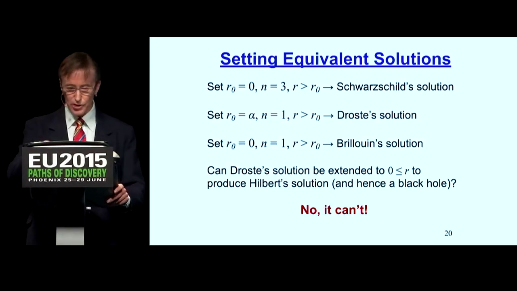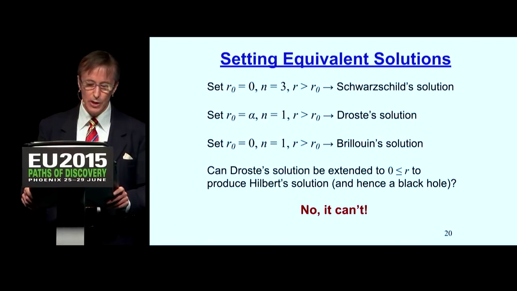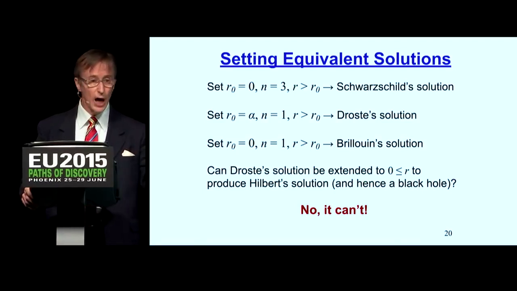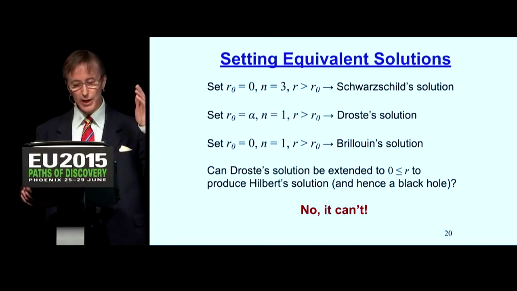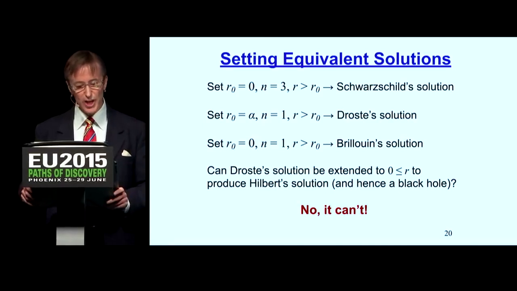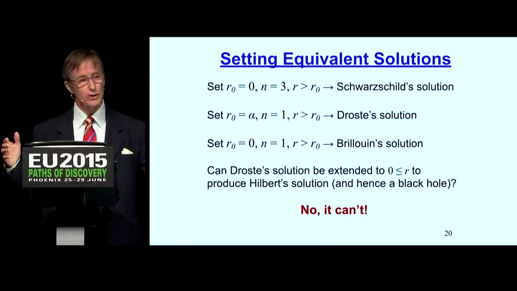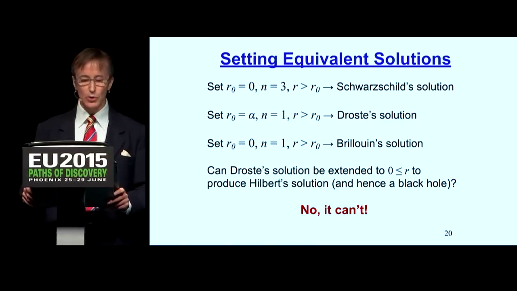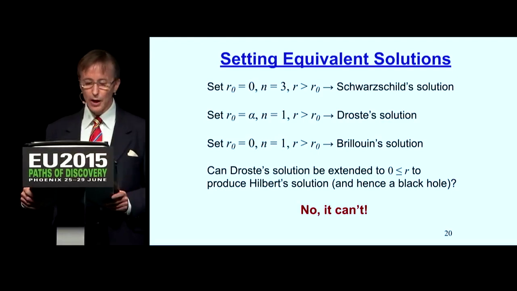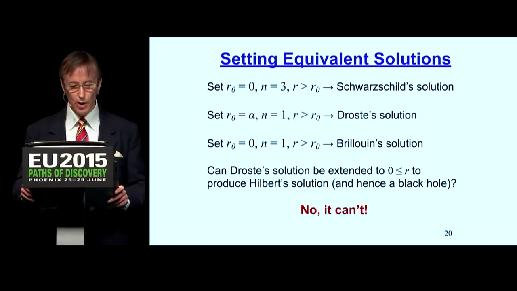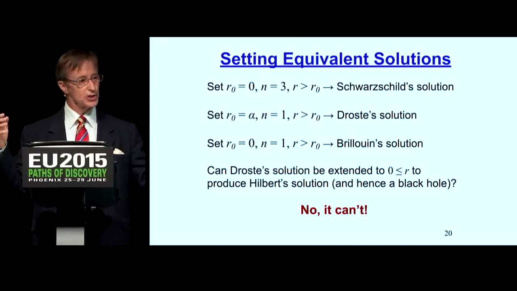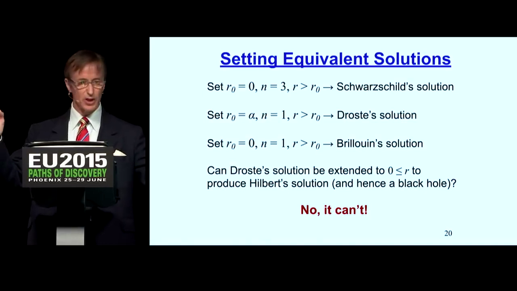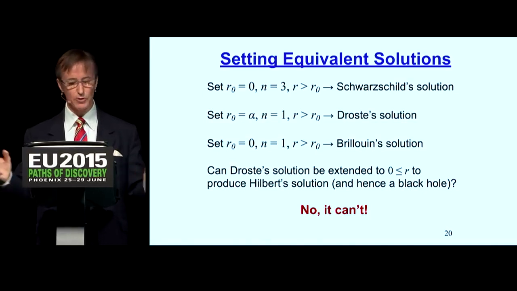Let's take some examples. If I set r naught equals naught and n equals 3, and I take r greater than r naught like Schwarzschild did, we get Schwarzschild's solution. If I set n equals 1 and r naught equals alpha and r is greater than r naught, I get Droste's solution. If I set n equals 1 and r naught equals naught, and we take r greater than r naught, I get Brillouin's solution. These equations are equivalent. It's saying the same thing with just some different symbols, but they're exactly the same geometrically.